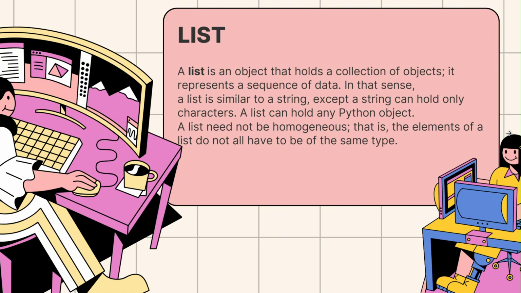List. A list is an object that holds a collection of objects. It represents a sequence of data. In that sense, a list is similar to a string, except a string can hold only characters. A list can hold any Python object. A list need not be homogeneous. That is, the elements of a list do not all have to be the same type.